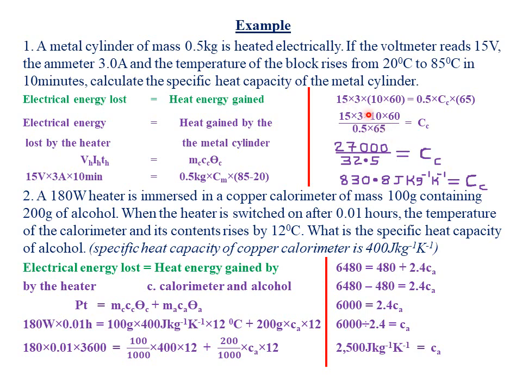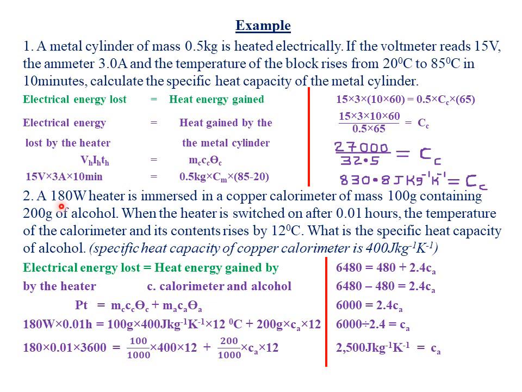So this will be 15 times 3 times 10 times 60. You'll obtain 27,000. Then 0.5 times 65, you'll obtain 32.5. Therefore, the specific capacity of the metal cylinder will simply be 27,000 divided by 32.5, which will give you 830.8 joules per kilogram per Kelvin. Again, this answer, I've left it correct to 4 significant figures. Therefore, the specific capacity of the metal cylinder was actually 830.8 joules per kilogram per Kelvin.